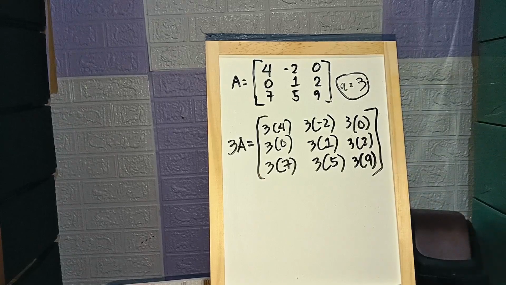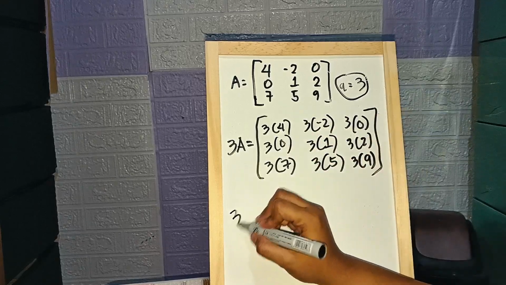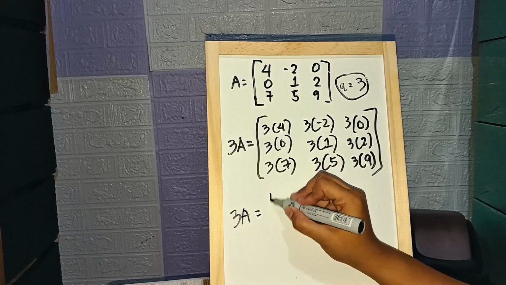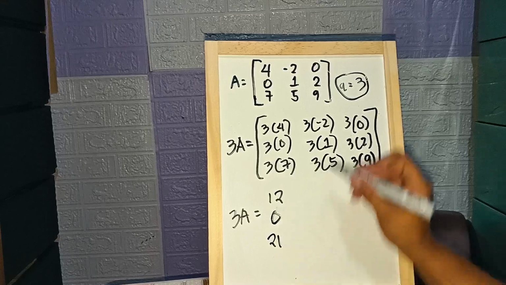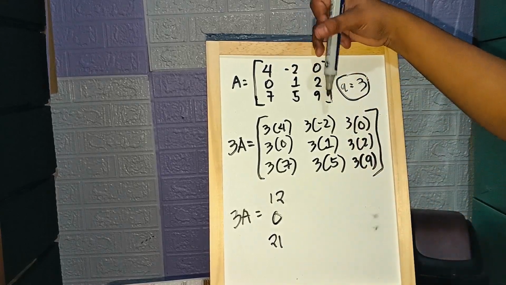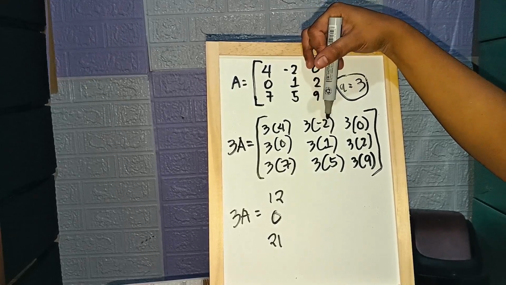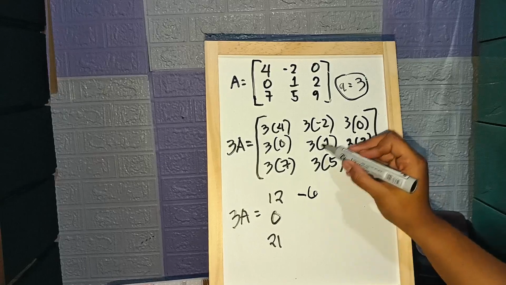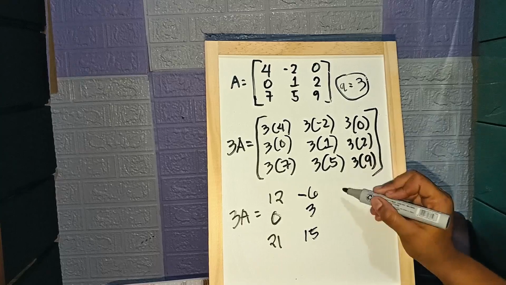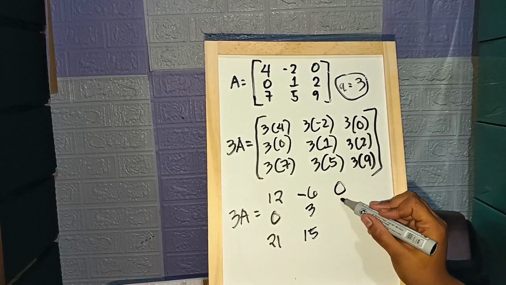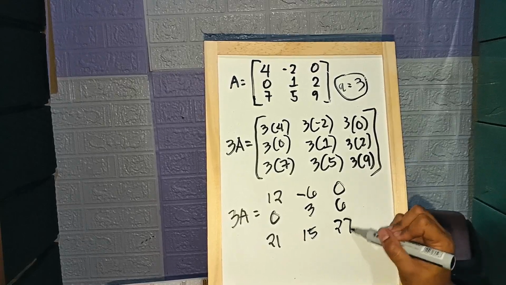And now let's multiply each element by 3. 3A is equal to 3 times 4, that's 12. 3 times 0, that's 0. 3 times 7, that's 21. 3 times negative 2, if we multiply positive and negative, the result will be negative. So 3 times negative 2, that's negative 6. 3 times 1, that's 3. 3 times 5, that's 15. 3 times 0, that's 0. 3 times 2, that will be 6. And lastly, we have 3 times 9, that is 27.